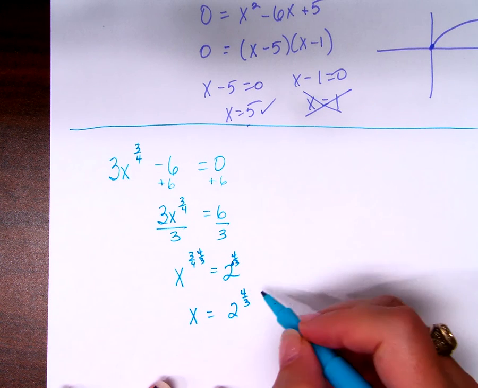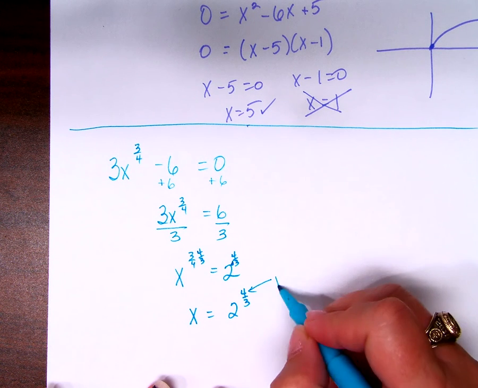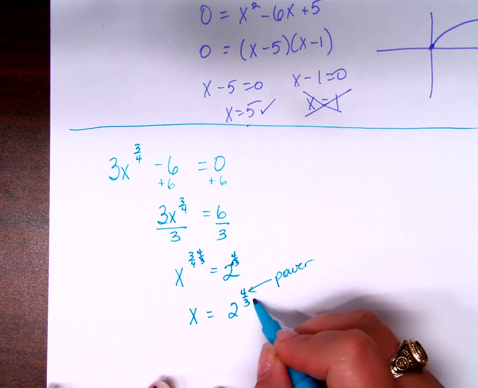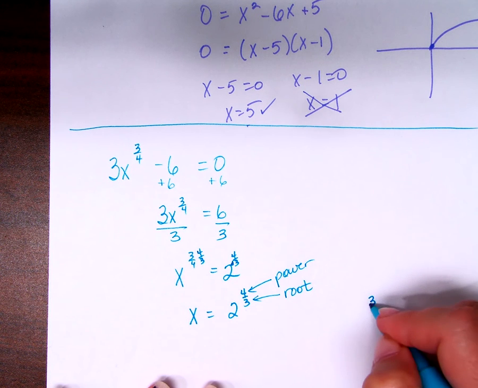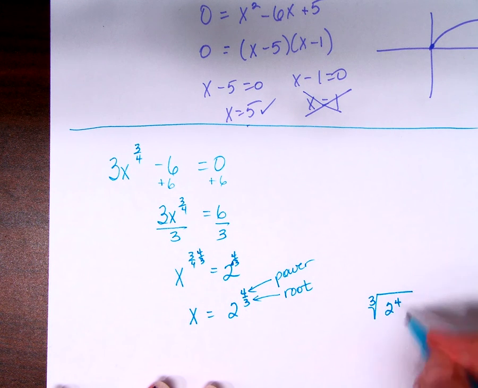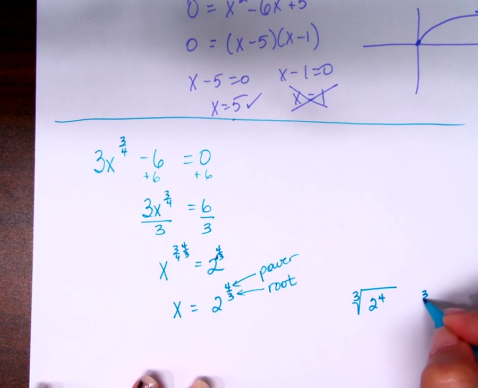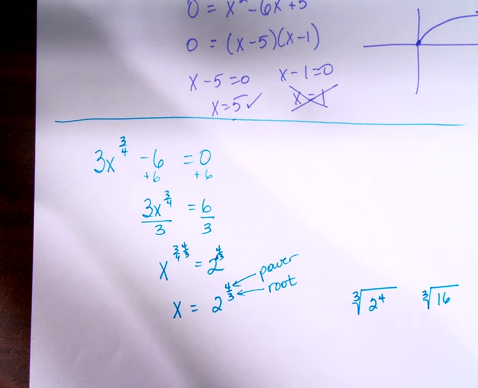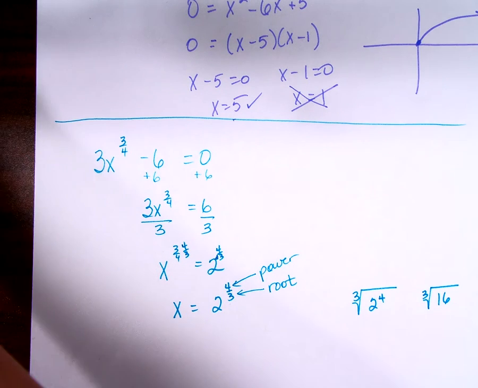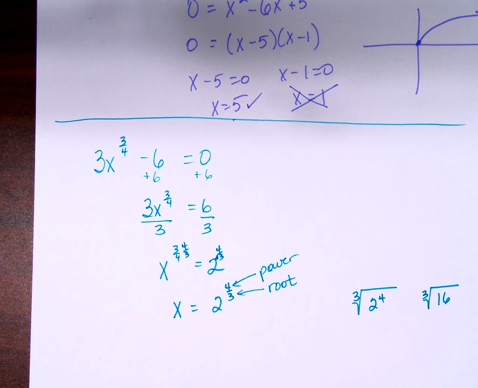But the thing I want you to remember is that the top is the power and the bottom is the root. So another way we could write this is the cube root of 2 to the 4th power, or the cube root of 16. Those mean the same things. Okay? Do I need to do any more of those? Are you feeling comfortable with those, or should I do another? Another? Okay, I will.